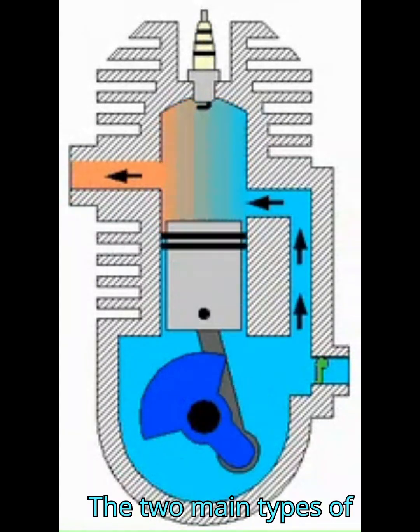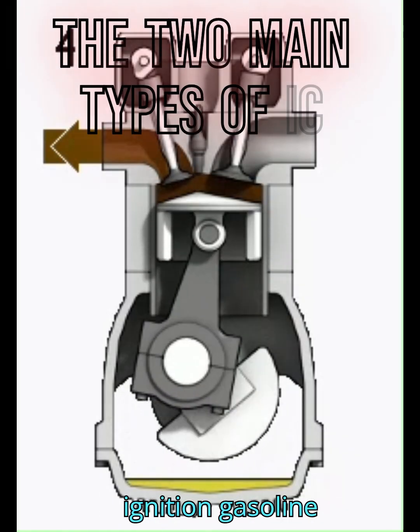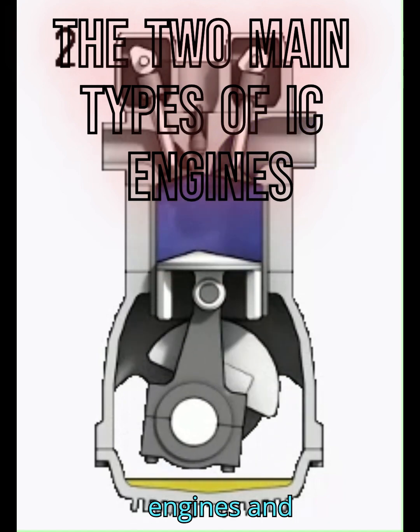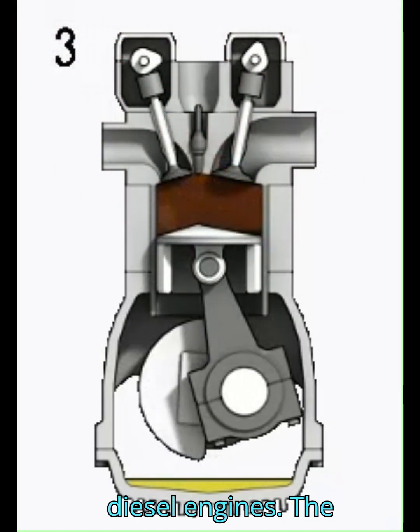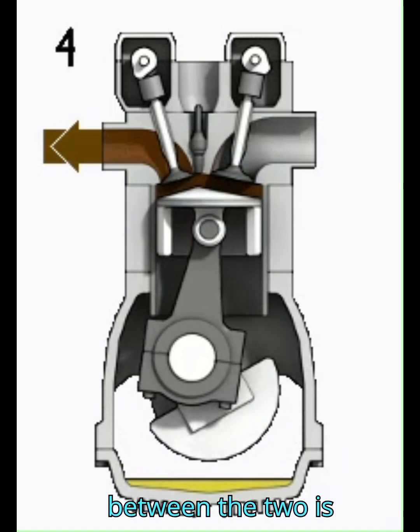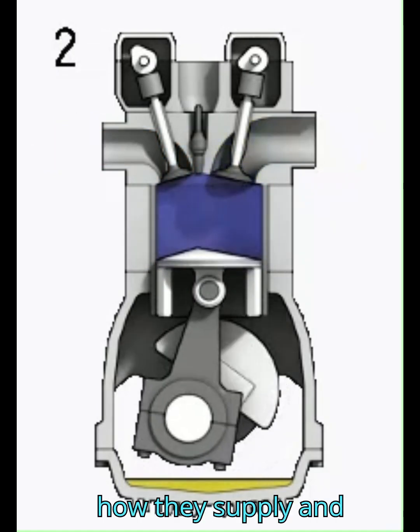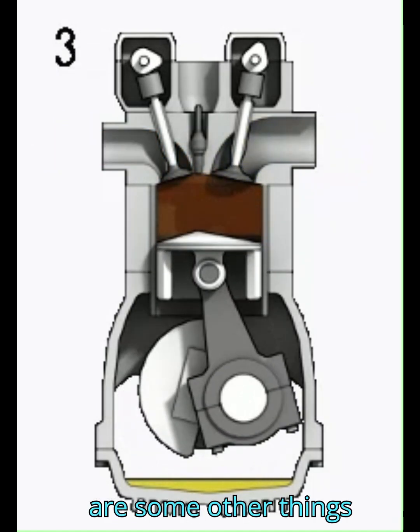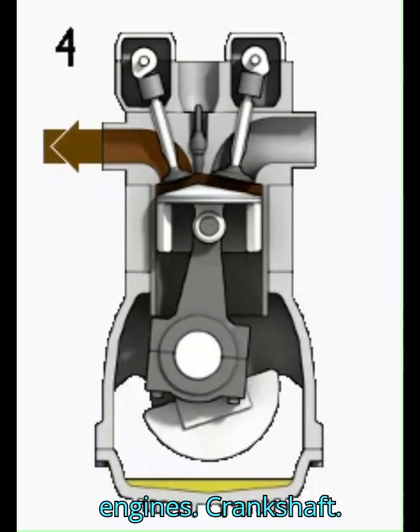The two main types of IC engines are spark ignition (SI) gasoline engines, and compression ignition (CI) diesel engines. The main difference between the two is how they supply and ignite the fuel. Here are some other things to know about IC engines.